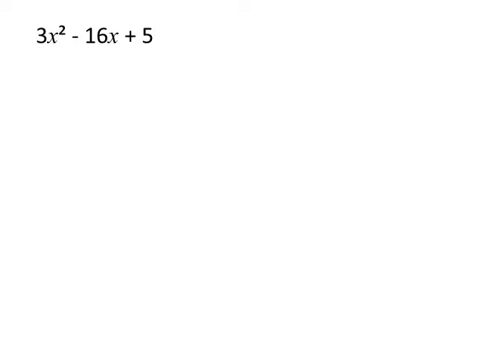So the first step is always to multiply the first and the third numbers together. So in this case, it's 3 times 5. By the way, we have 3, negative 16, and 5, just to clarify that. Multiply the first and the third numbers together, we get 15. 3 times 5 is 15. Now we look at that product, the 15, and we need two numbers that multiply to give us that 15, but add to give us the middle number, which is negative 16, because what we're going to do is work backwards.